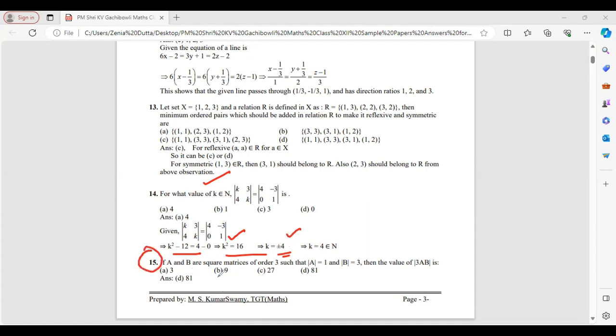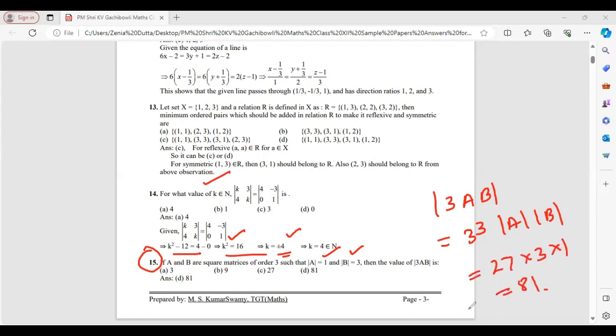Question 15, A and B are square matrices of order 3 such that determinant of A is 1 and determinant of B is 3. So determinant of 3AB will be equal to 3 cube because from each row you'll be taking out 3 and then determinant of A, determinant of B. So 27 into 3 into 1. So the answer is 81.